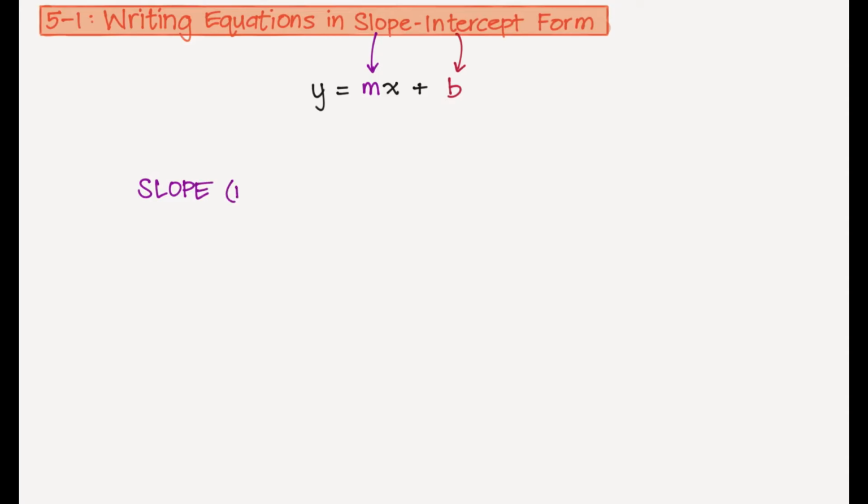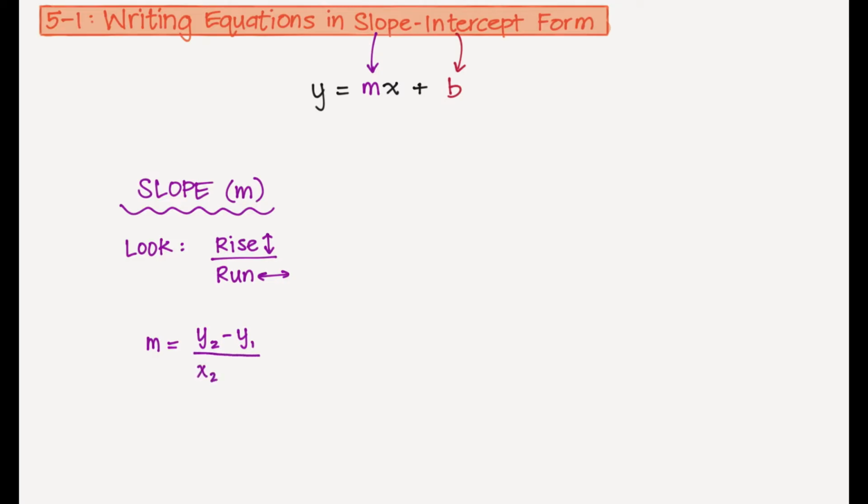So first let's focus on the slope. If you have a picture with a line that is drawn, you just need to look at it and you can count the rise, which is how far up or down it is going, compared to the run, which is how far it is going left or right. If you don't have a picture, but you have 2 points, you can use the slope formula: y2 minus y1 over x2 minus x1.